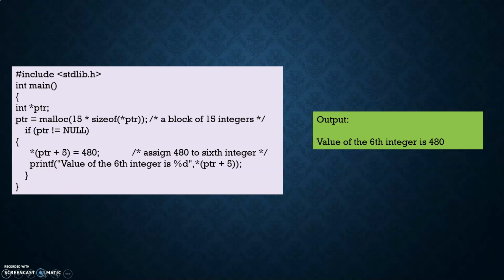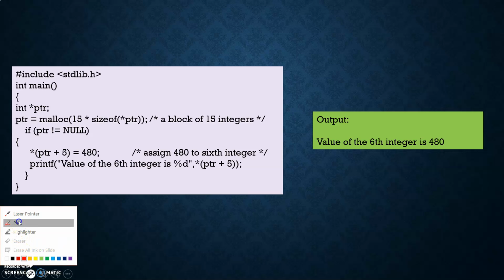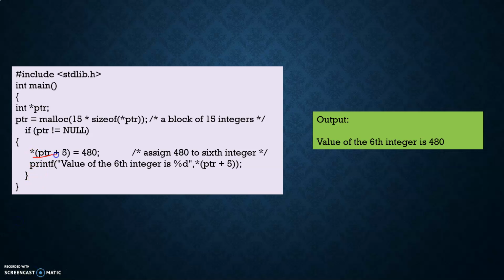Here I have written star ptr plus 5. Star ptr plus 5 means it will point to the 6th element. What is the 6th element? It is 480. So I am getting the value of it. Okay, here the output is 6. Clear? This is an example of malloc.